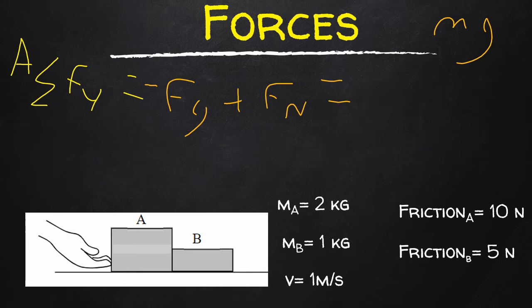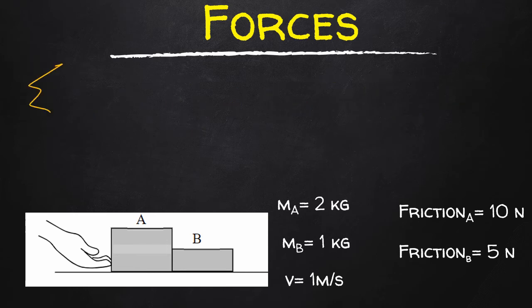We can do the same thing for block B and just change up the numbers. The only difference is the mass is 1 instead, and so if we do that, we end up with 9.8 newtons as the gravitational force with a negative, and then the normal force is just a positive. So we have done the net force in the y direction here. And one of the reasons why a free body diagram is important is because it helps you think about what all the forces are before you start plugging in the numbers.